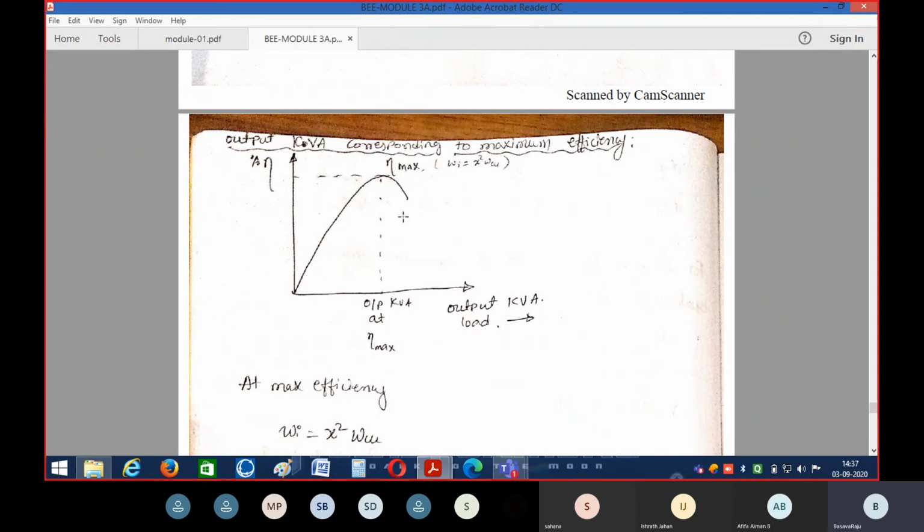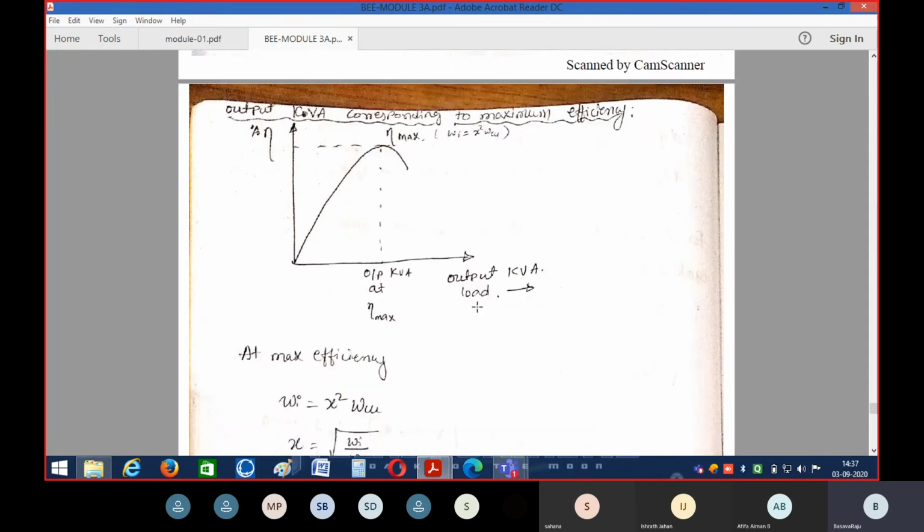This is the curve which represents the percentage efficiency with respect to output. So the efficiency curve we will get like this with respect to the output load condition. If you draw the efficiency curve, then we will get it like this. Okay, this is the efficiency curve.